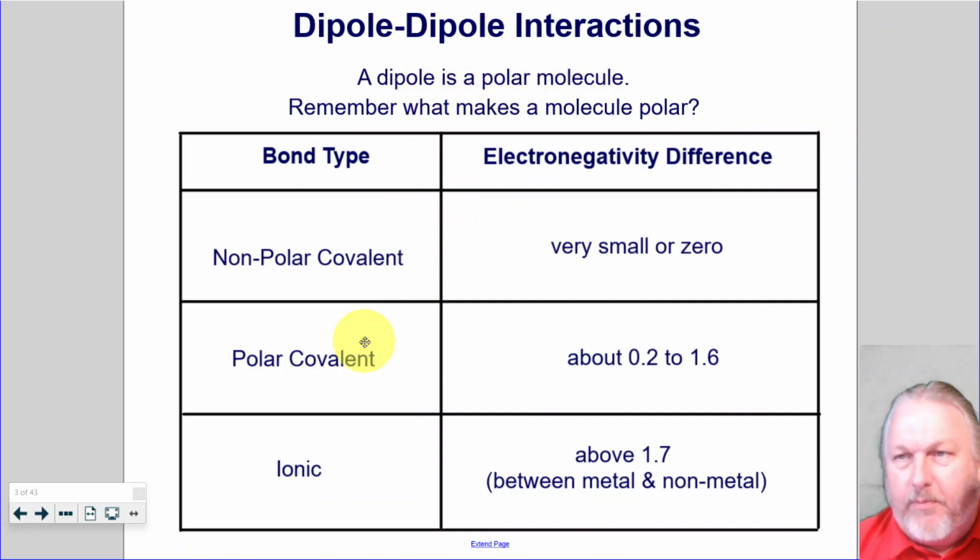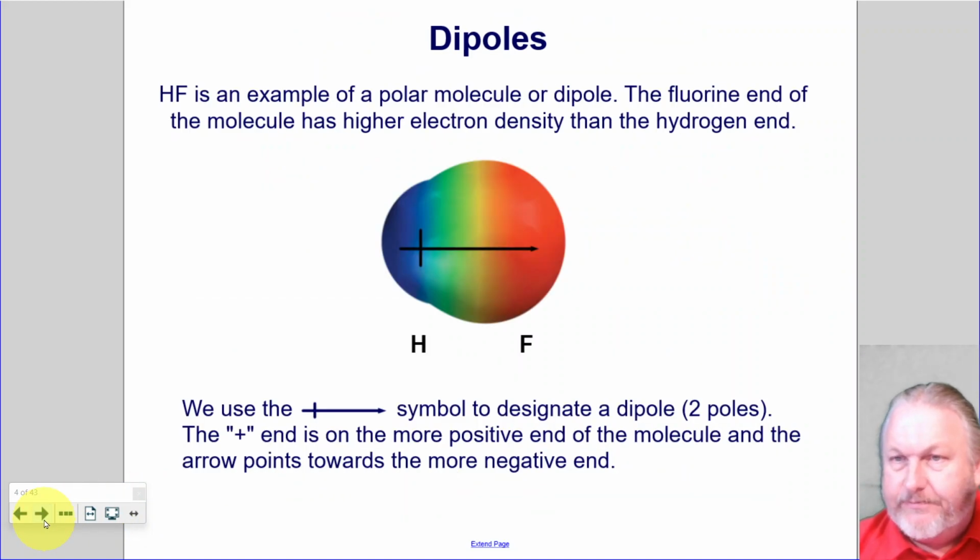And what makes a molecule polar? All right, when there is a difference of electronegativity, where one atom will pull those electrons more to it than the other. These are the numbers we use. A nonpolar covalent, the difference was pretty small. Polar covalent, a difference of about 0.2 to 1.6. Ionic, anything above 1.7. Okay, and they're between a metal and a non-metal, pretty much. That's the only way you can get that difference.